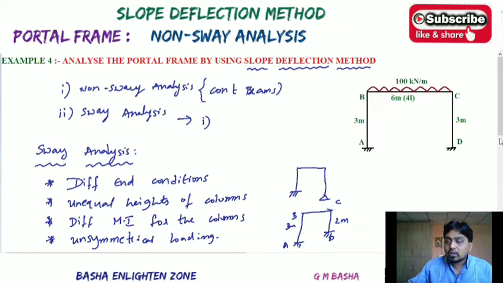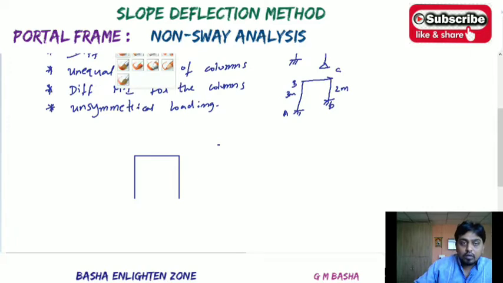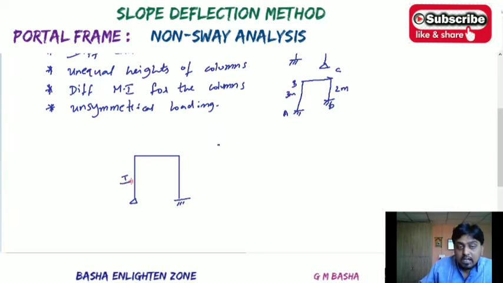Then go to the third point, different moment of inertia of the columns. Whatever the end conditions, whether simply supported, fixed or whatever, but the moment of inertia, one side it will be given as I, another side it will be given as 2I, 3I, 4I, means the moment of inertia for the columns will be different here. At that time the frame will come under the sway analysis only. Means if both columns' moment of inertia is not equal, property that is I is not equal, then in that situation also the frame will come under the sway analysis.